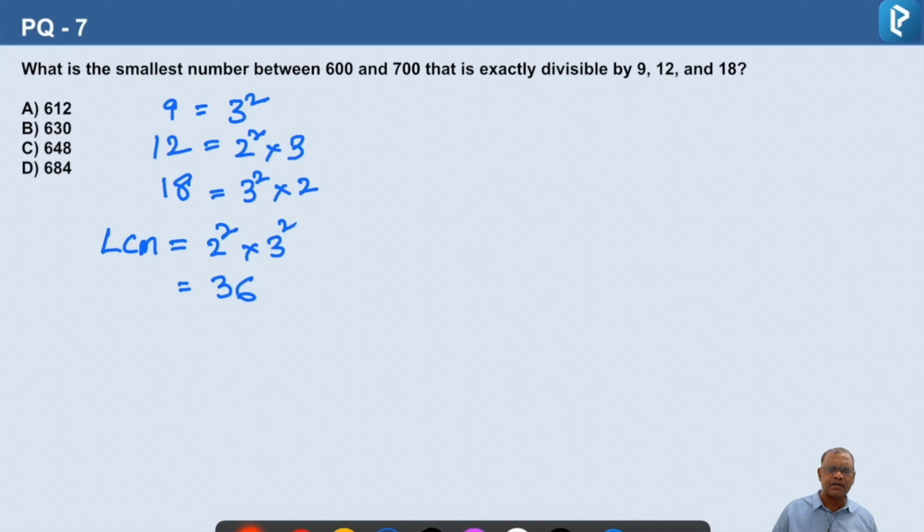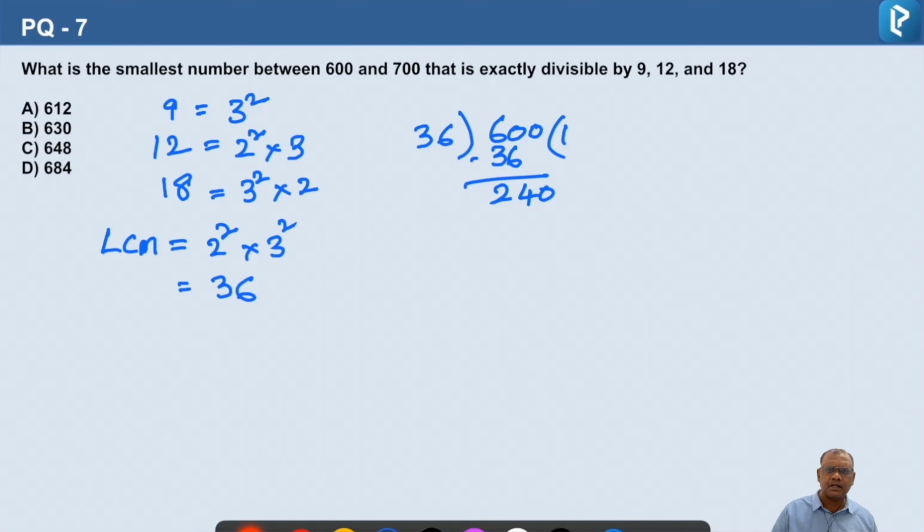So we have to find the smallest number between 600 and 700 which is divisible by 36, which is immediately after 600. So that means let us divide 600 by 36 and find how much it is falling short. 36 once is 36. By subtracting, you will get 4 here, 2 here, carry 1, 0.